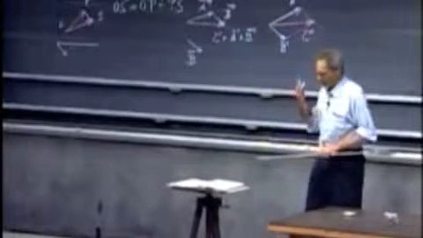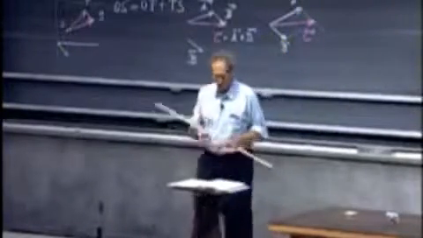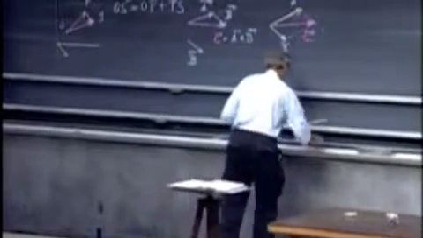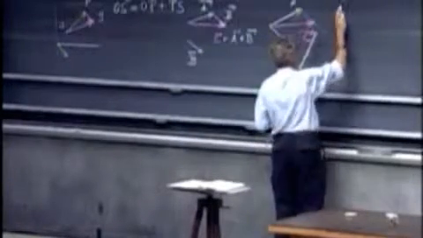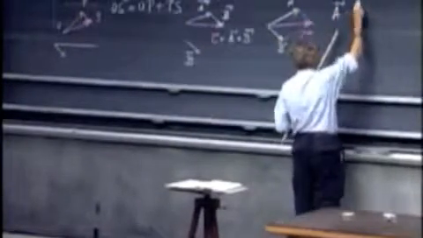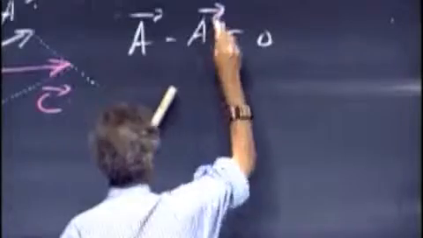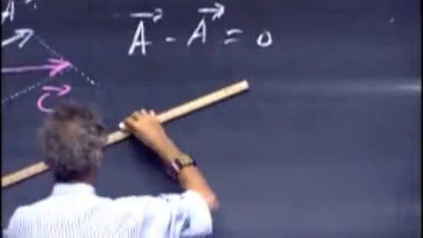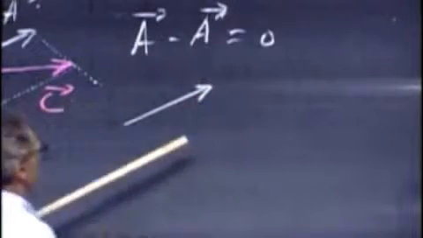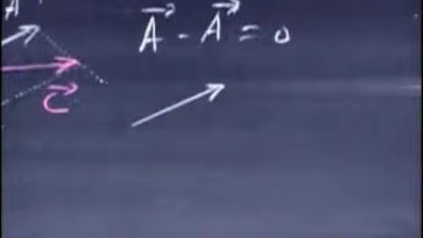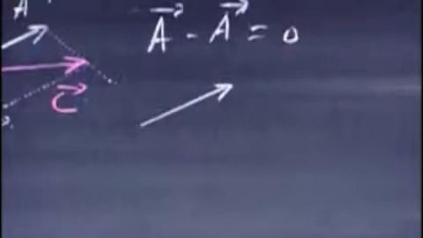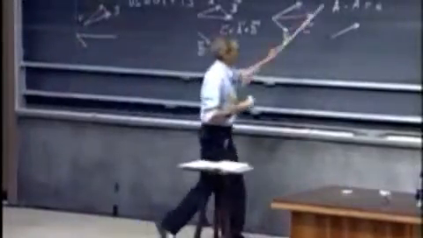What is the meaning of a negative vector? Well, a minus a equals 0. Vector a, subtract vector a, equals 0. So here is vector a. So which vector do I have to add to get 0? I have to add minus a.